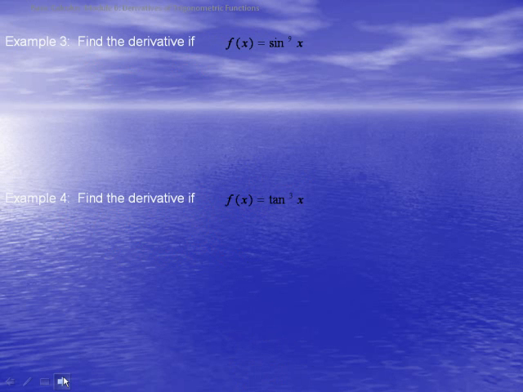Find the derivative if f of x is equal to sine x to the 9th power. So we can use the chain rule here. So that would be 9 times sine x to the 8th power times the derivative of the inside, which would be cosine x. Then we can rewrite this as 9 sine to the 8th of x times cosine x.